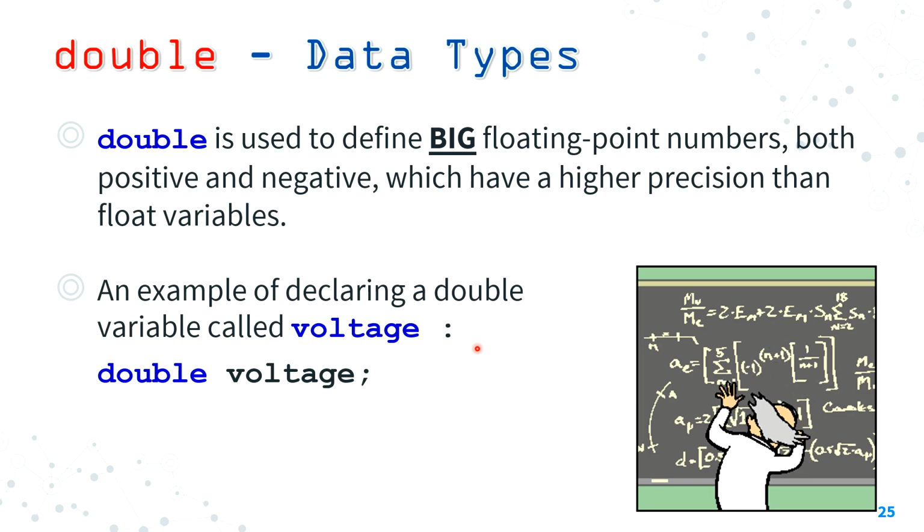For example, to declare a variable called voltage, we write double voltage. This tells the compiler to reserve more memory so the value stored can be more precise. So remember, while float is suitable for simple decimal values, double is the better choice when you need greater accuracy in your calculations.